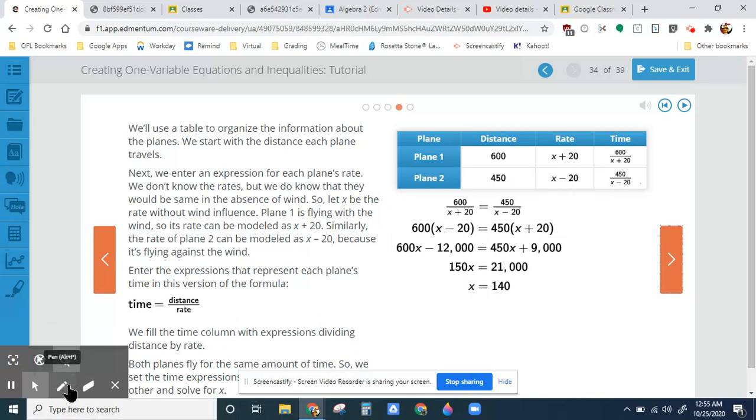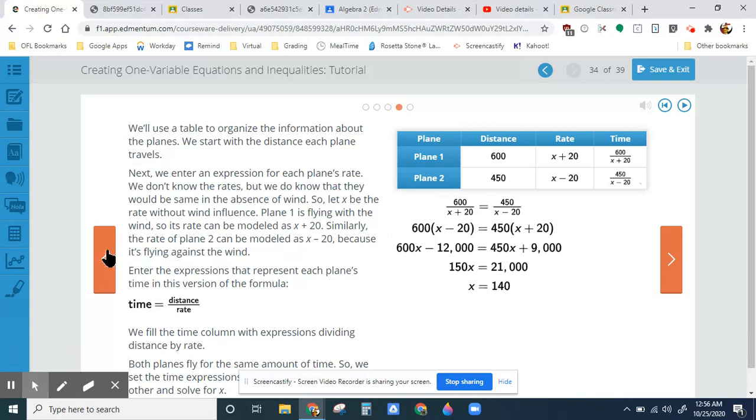Whenever you see a fraction divided by a fraction, you are going to cross multiply. So you're going to cross multiply these problems, and because of that we get 600 times x minus 20, then 440 times that, going across, and we solve that. After doing all the arithmetic, we find that the planes would have been going 140 miles per hour. I'm assuming we're doing it in miles per hour.